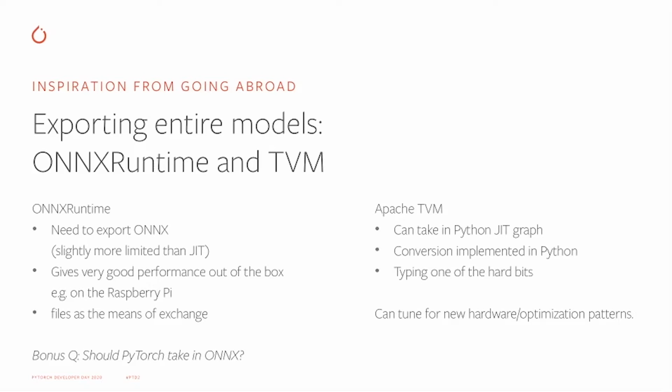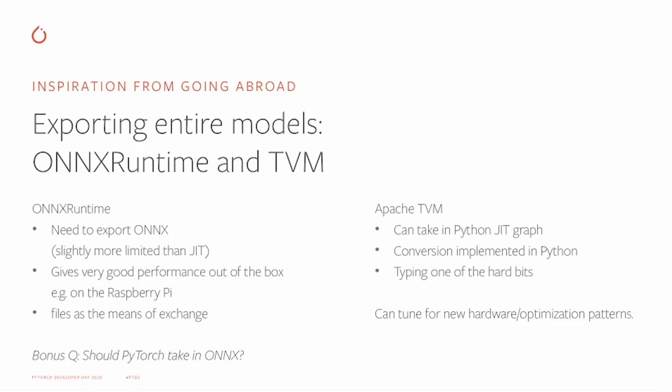One thing about ONNX Runtime is they are fixed on using files as the means of exchange, with all the benefits and disadvantages that come from that. One thing we might ask for PyTorch is whether PyTorch should make the round trip possible, so should PyTorch take in ONNX?